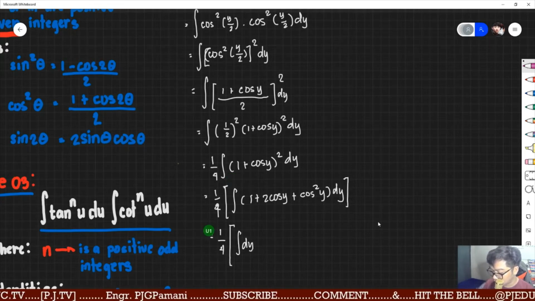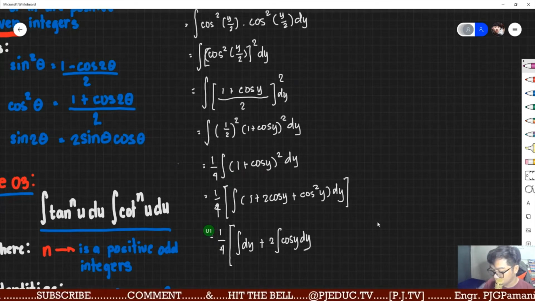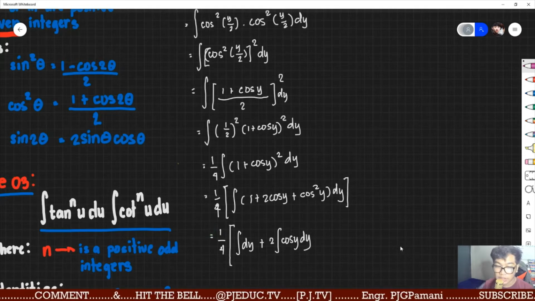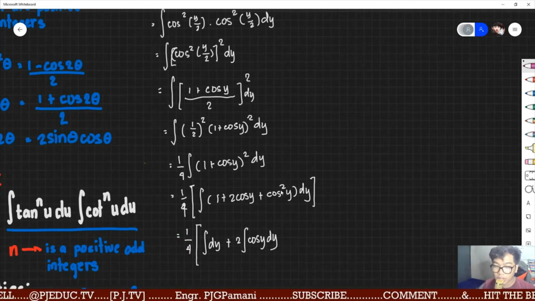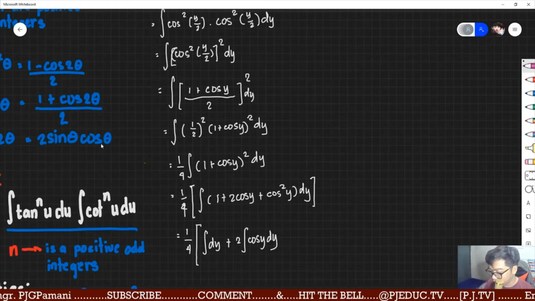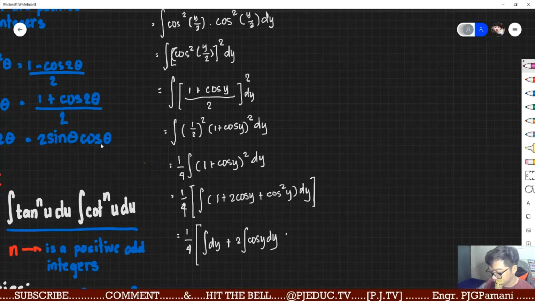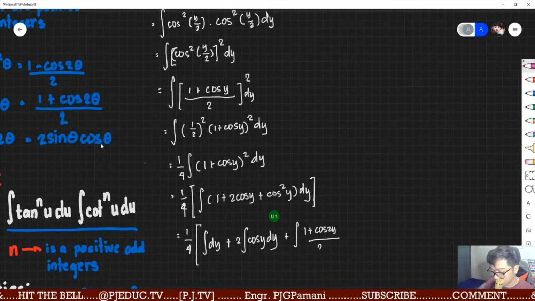Dy plus 2 integral of cosine y dy. Both of those can be easily integrated as they are. But we also have here cosine squared y, which also carries a positive even integer. Again, let's transform that term: (1 plus cosine 2y over 2) dy.